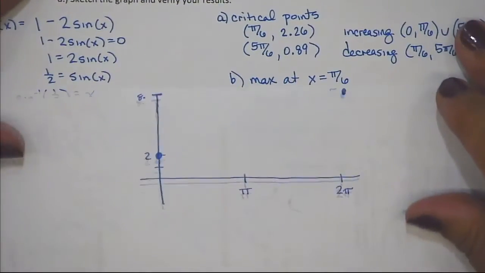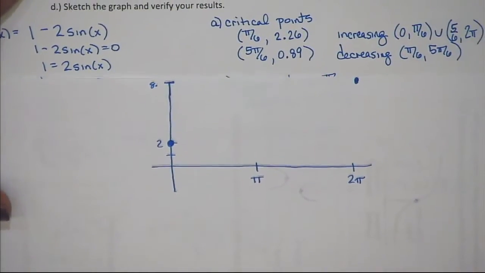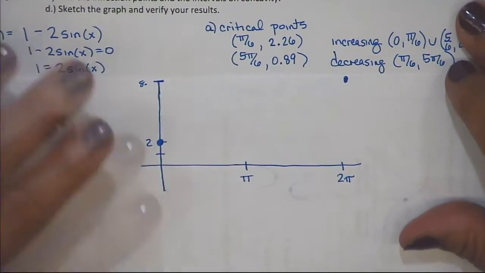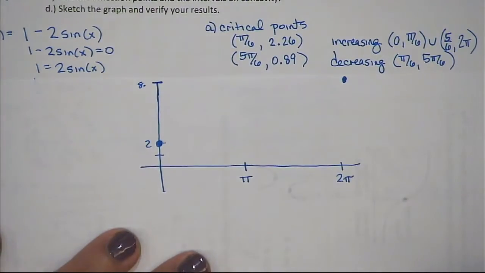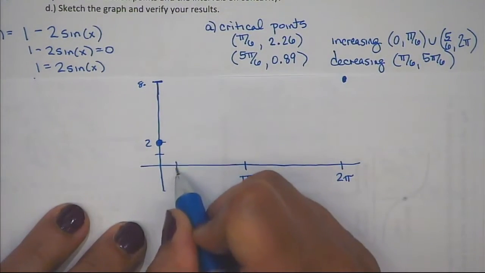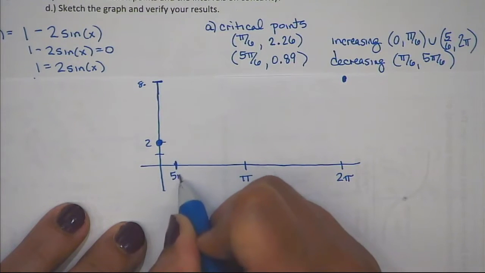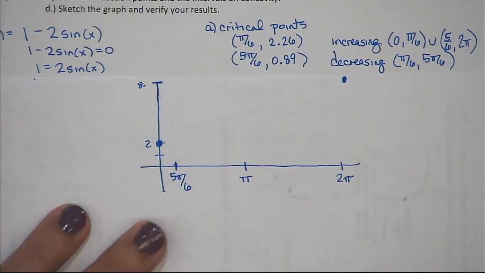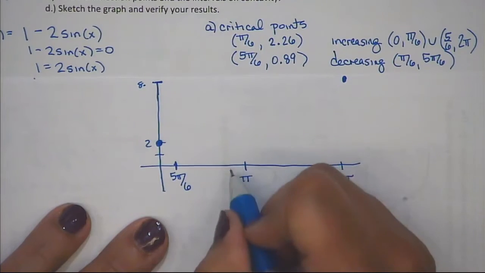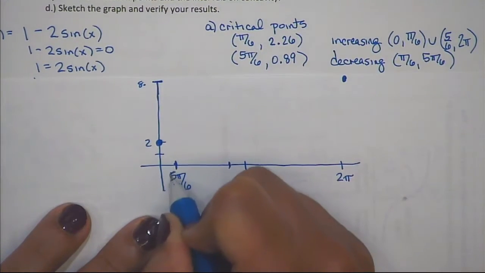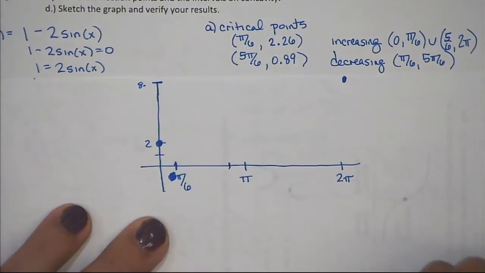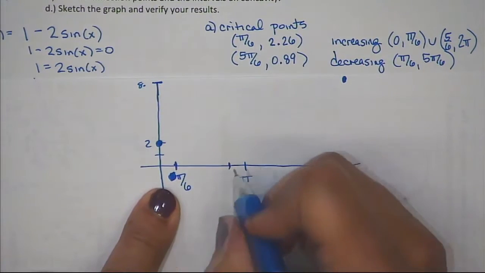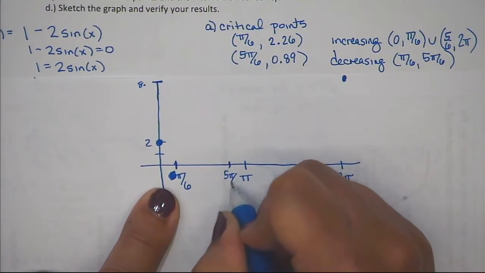All right, now let's plot our 2 critical points. So pi over 6 and 5 pi over 6. So remember, pi over 6 is 30 degrees, so real close to 0. Pi over 6 is over here. And then 5 pi over 6 is real close to pi.